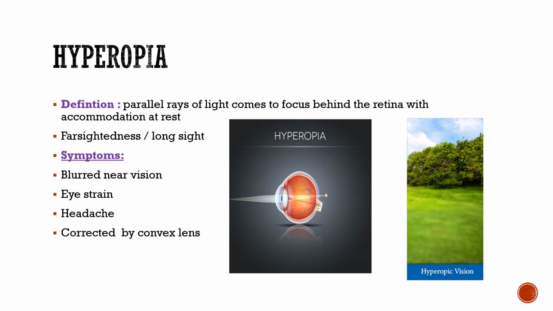Hypermetropia, by definition, is where the parallel rays of light come to focus behind the eye with accommodation at rest. It is also called far-sightedness or long sight. The symptoms of hypermetropia are blurred near vision, eye strain, and headache. In hypermetropia, since the image is falling behind the eye, the patient can use their own accommodative effort to compensate for the refractive error. Due to this constant accommodative effort, it can cause blurred near vision, eye strain and headache. It is usually corrected by the convex lens.